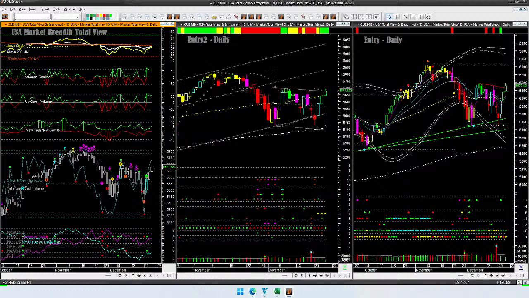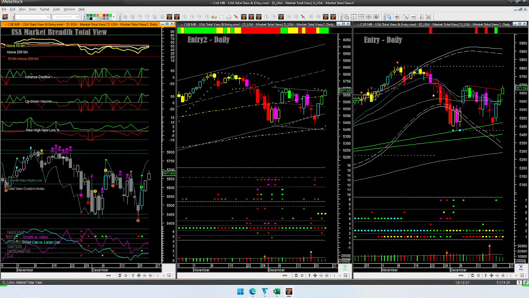The candle chart here is the market total view index. What is that? That is a custom index created from two composites, Nasdaq and NYSE, and four major indices. In the current version I am using, the major indices are Russell 2000 for small cap, S&P 500 for large cap, Nasdaq 100 for tech stocks, and Dow Jones Industrials for industrial stocks.